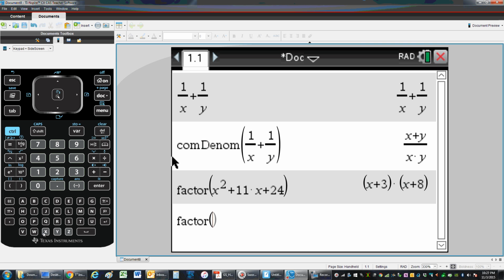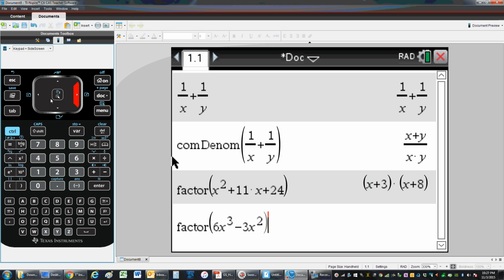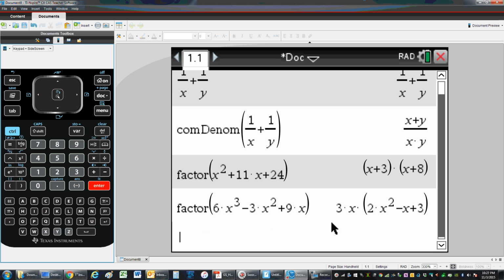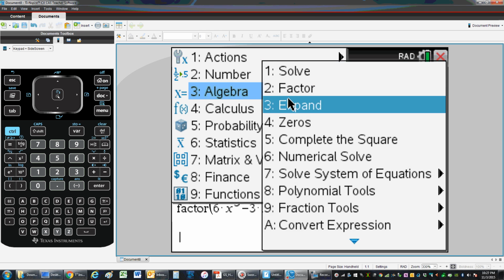If it's something where there's a greatest common factor, we can make it a little more interesting than this. Minus 3x squared. It'll pull the greatest common factor out. Now you can give it as advanced as you want. This thing will handle it.